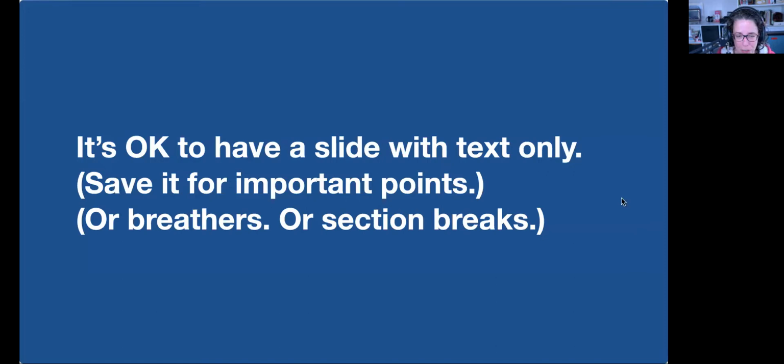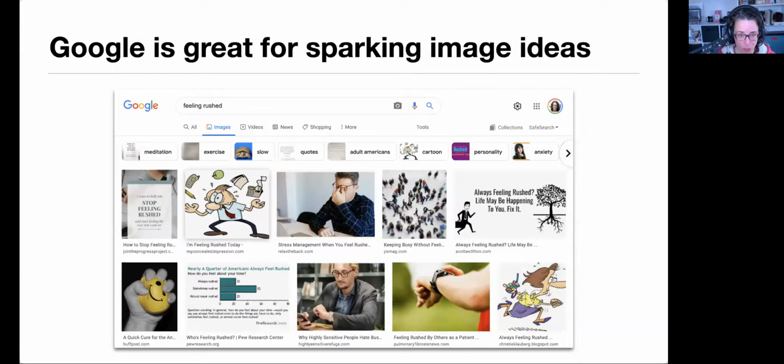All right, so if you're wondering how to find images, or this is something you struggle with, I think Google is a wonderful first step. So just go to Google and think about the idea or feeling or psychology of what you want to convey. I think it's harder sometimes to find images that are about abstract concepts, like feeling rushed.